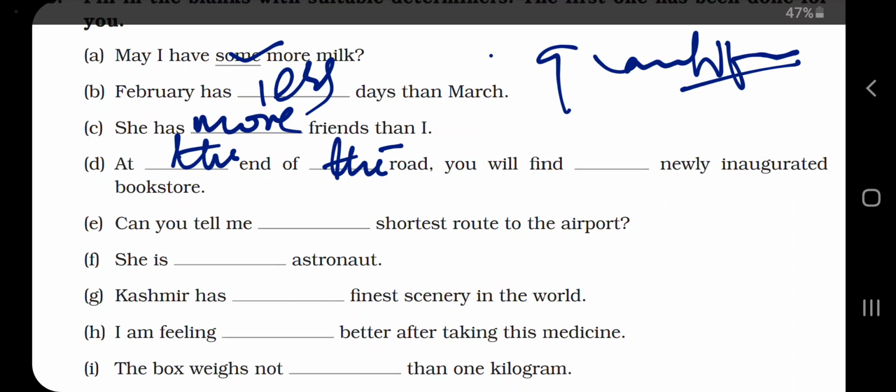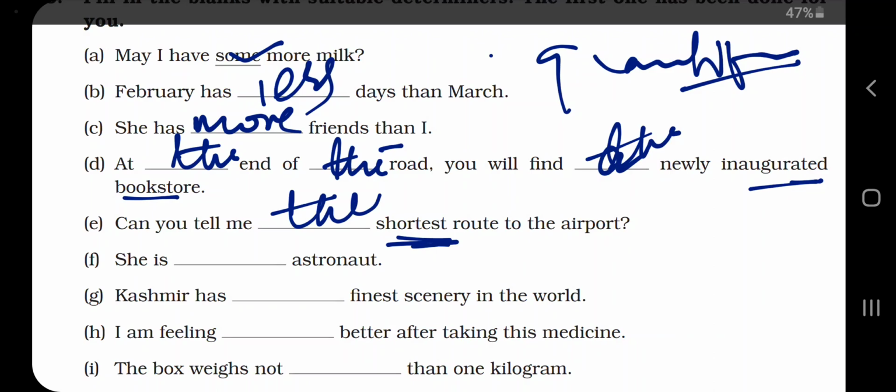At the end of the road, you will find a newly inaugurated bookstore, because it is about a particular thing, the newly inaugurated bookstore. Can you tell me the shortest route to the airport? Now see here, superlative degree, so here the should be used.